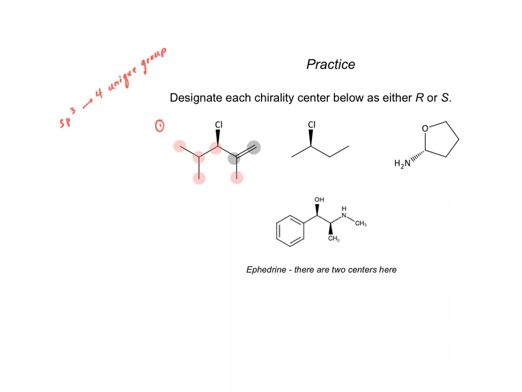But note, a lot of these guys don't qualify for that 4 unique groups, right? For example, these methyl groups just have hydrogens attached. Those are not unique, those are the same. Same thing for this guy. It's got a hydrogen, but then it has 2 methyl groups. These things are not unique, so essentially it doesn't have that 4 unique groups.